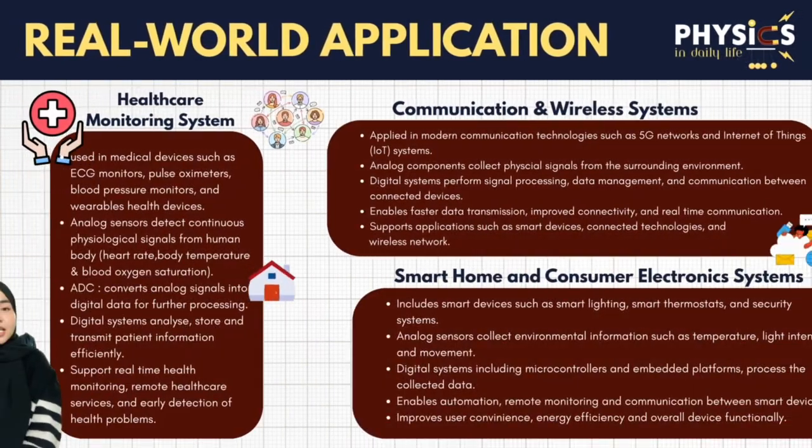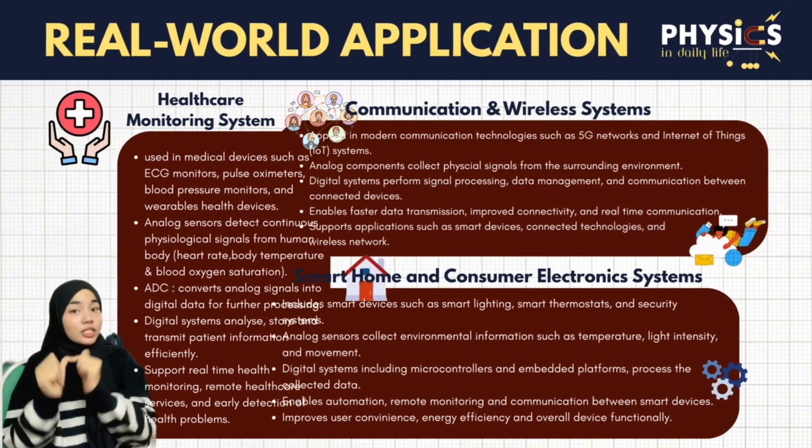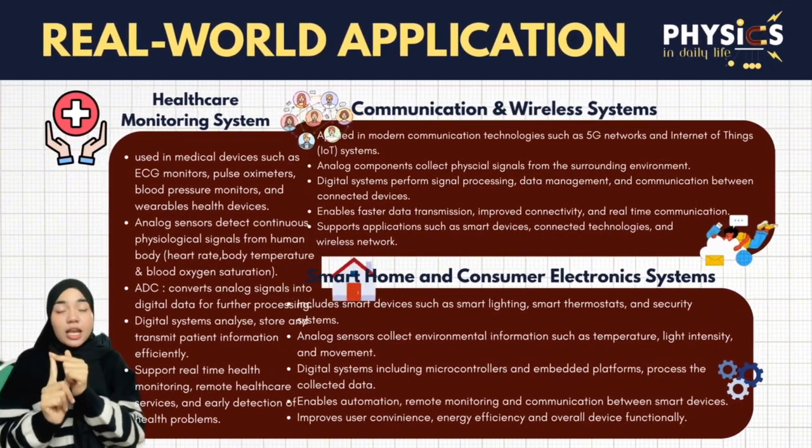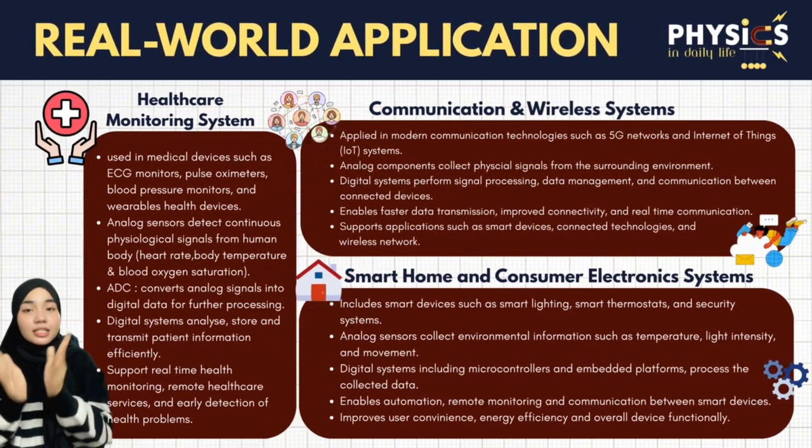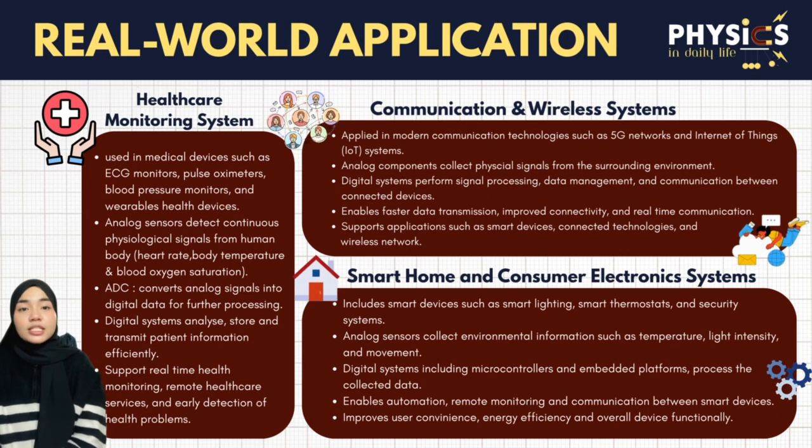Secondly, communication and wireless systems such as 5G networks and IoT technologies rely on both analog and digital systems to exchange information efficiently. Analog components collect the physical signal from the environment, while the digital system processes and then transmits the data, enabling faster communication, improved connectivity, and real-time interaction between devices.